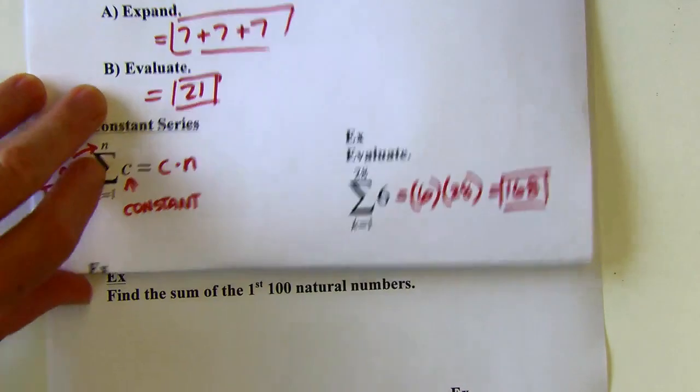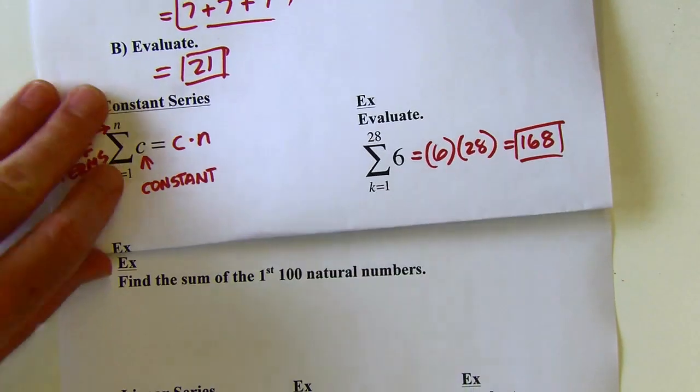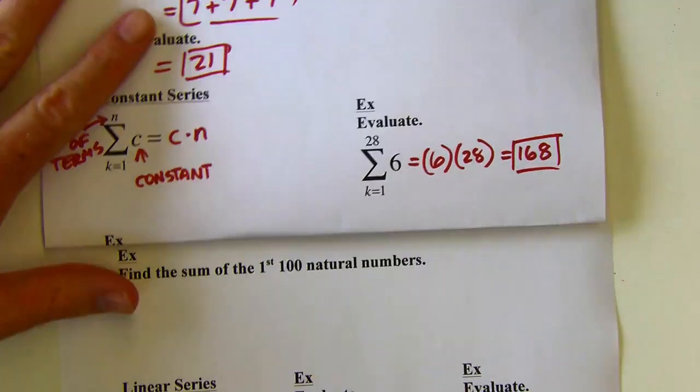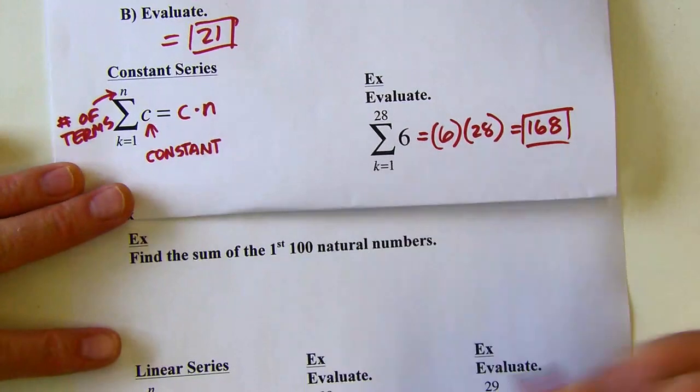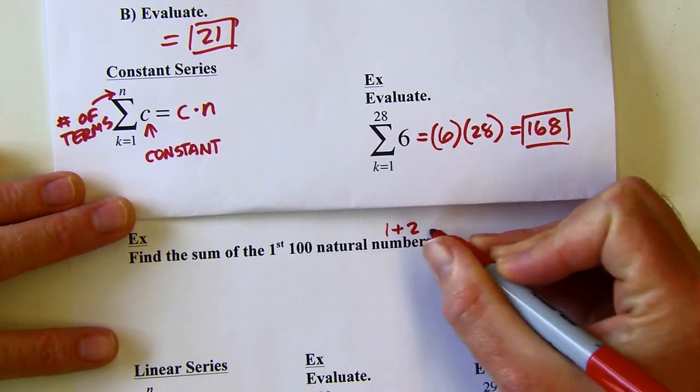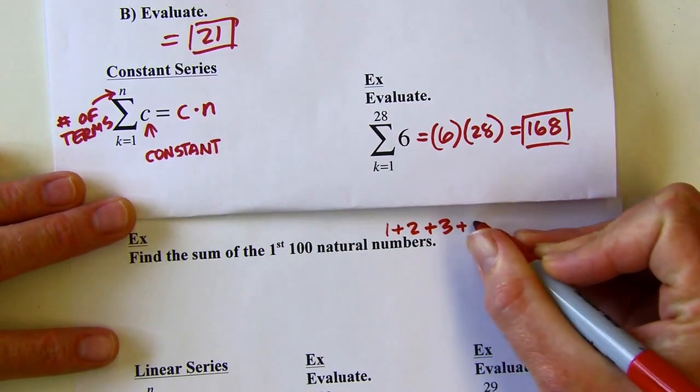All right, so next up we've got this problem that says find the sum of the first 100 natural numbers. Natural numbers are just counting numbers. So I'm finding what 1 plus 2 plus 3 plus 4 all the way to 100 would equal. Okay, so there's a very famous story about this. So this is what most of us would do, okay?